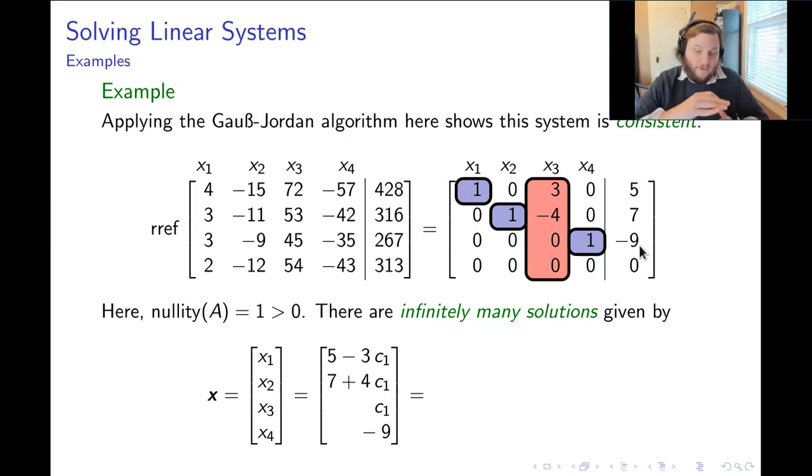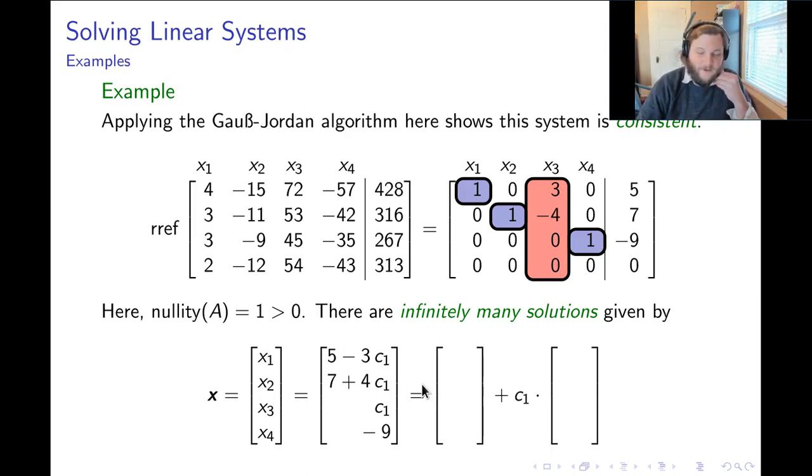So now we have the full solution vector, and I always separate this out as the particular solution plus the linear combination of the other vectors that are organizing the coefficients in front of my free variables. In this case, the coefficients not attached to c1 are 5, 7, 0, and -9. And the coefficients in front of c1 are -3, 4, 1, 0. So here we see where all the infinitely many solutions are coming from. You can start with the solution 5, 7, 0, -9, and then add any scalar multiple you want of -3, 4, 1, 0, and you get a new solution to the system.